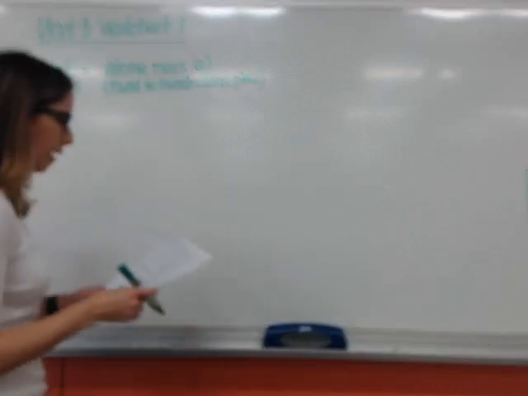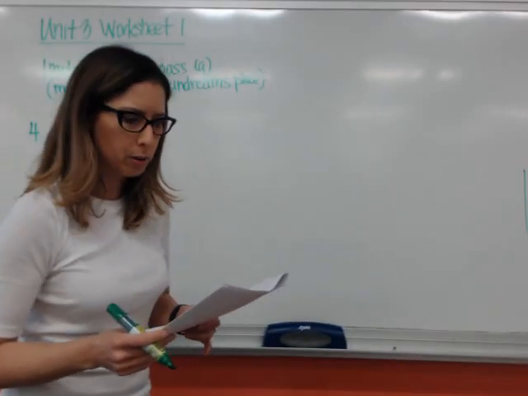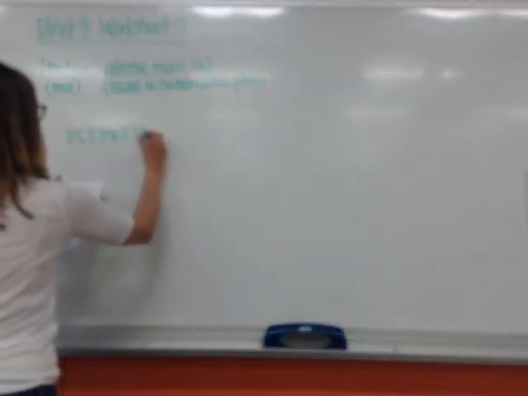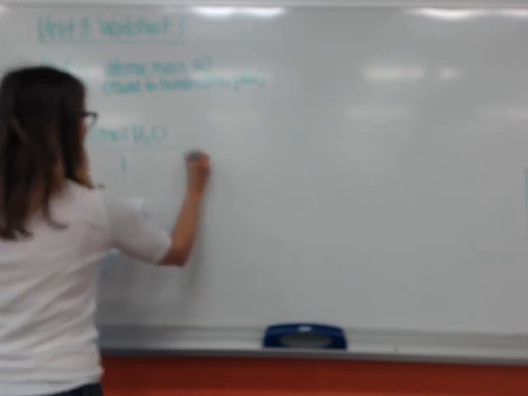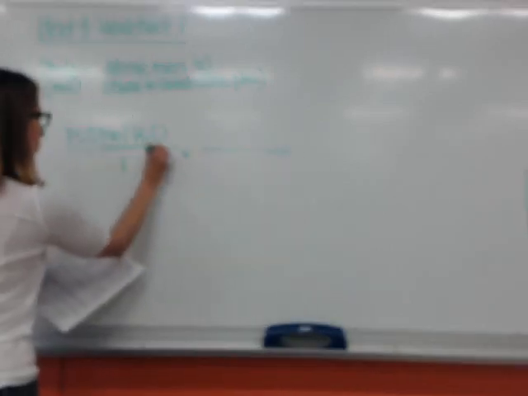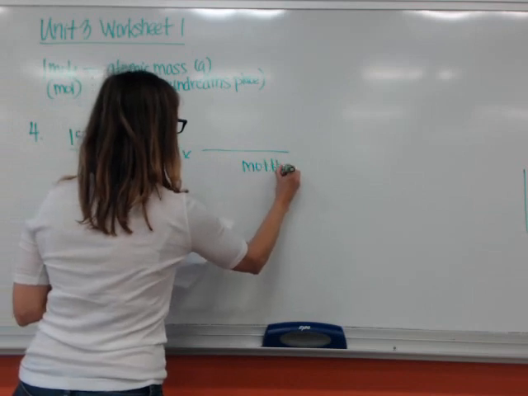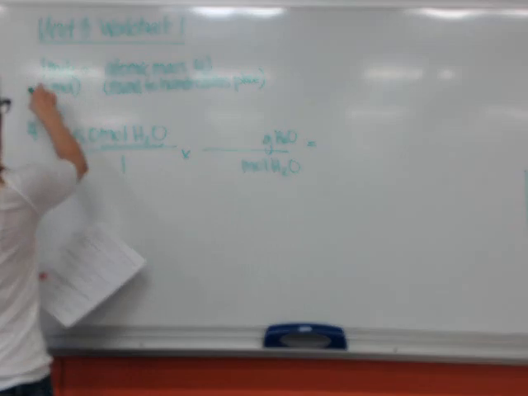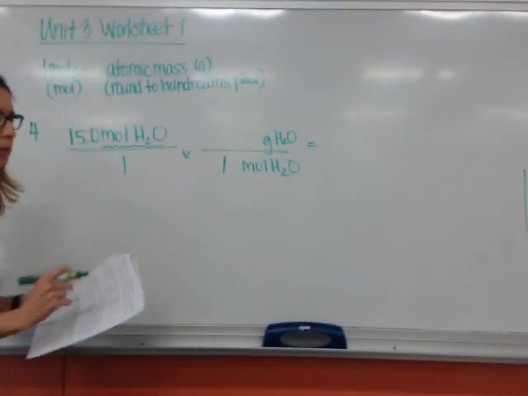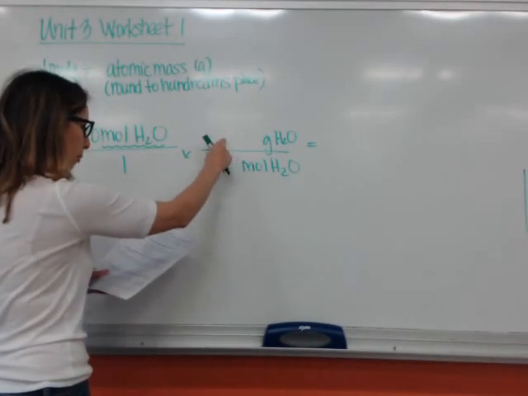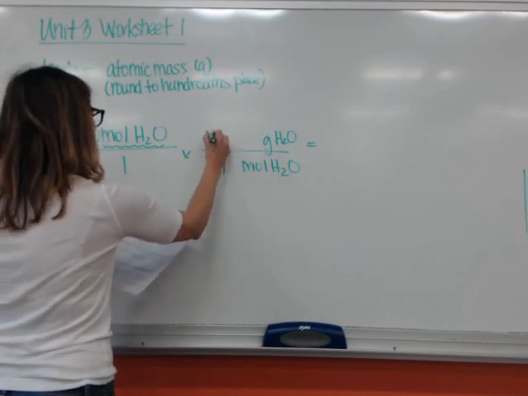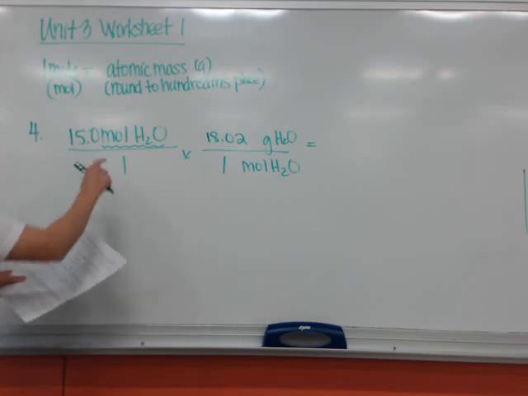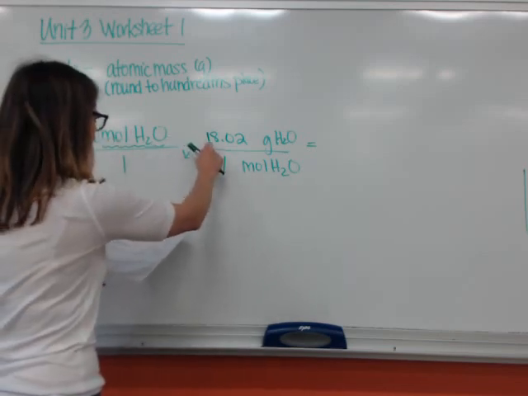Number 4 says what mass of water, so we're going to solve for grams, would you need to have 15 moles of water? So put moles of water over 1. Since you're beginning with this unit, moles of water, put it on the diagonal. And then you're going to grams, so put that up on the top. The number 1 goes next to moles, so it's here. The number that goes here was from the periodic table. It's the mass of water. We figured it out in the previous problem. It was 18.02. So you're going to take 15.0 times 18.02.